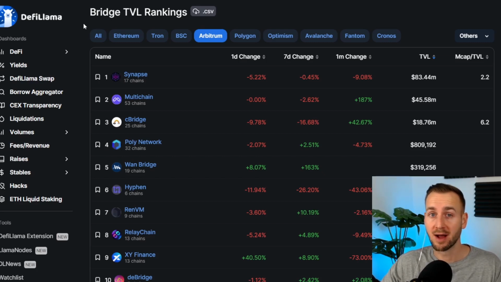So do shop around and check out all these bridging protocols in your own time to see which one you're most comfortable with. All three of these I would suggest are high quality. And as I mentioned, you may want to use the Stargate one for a potential airdrop.